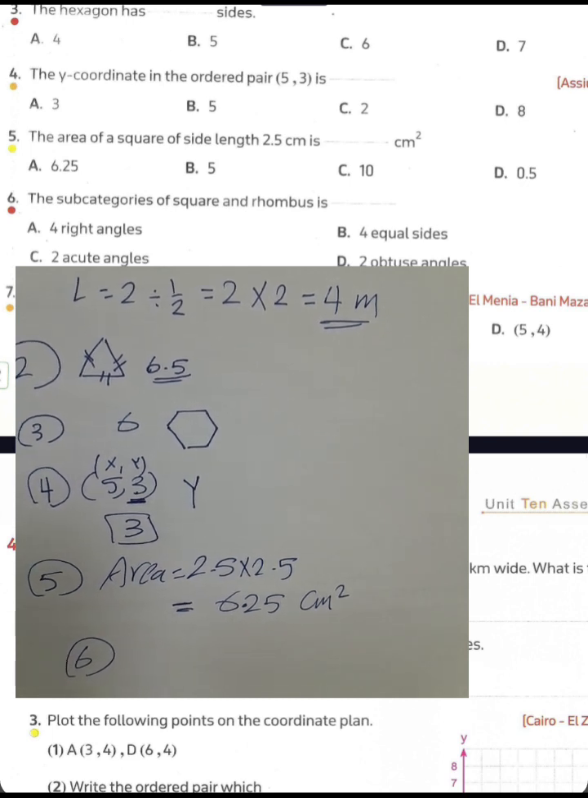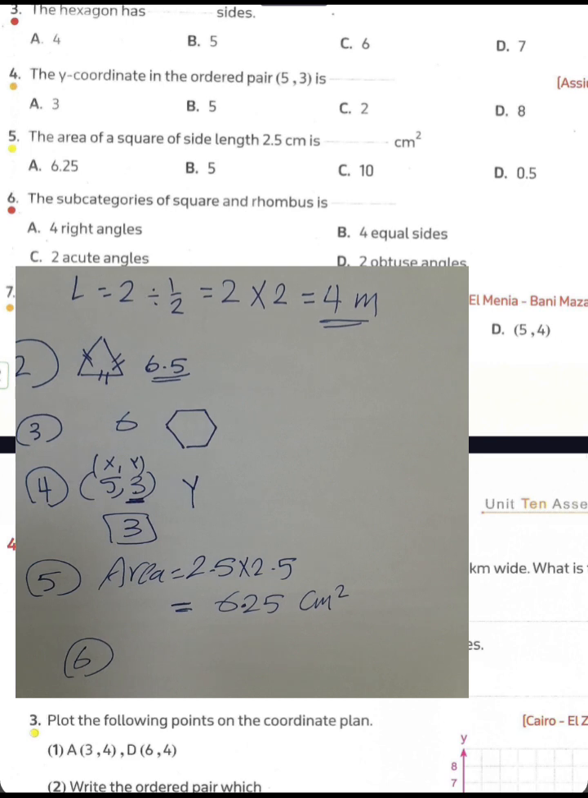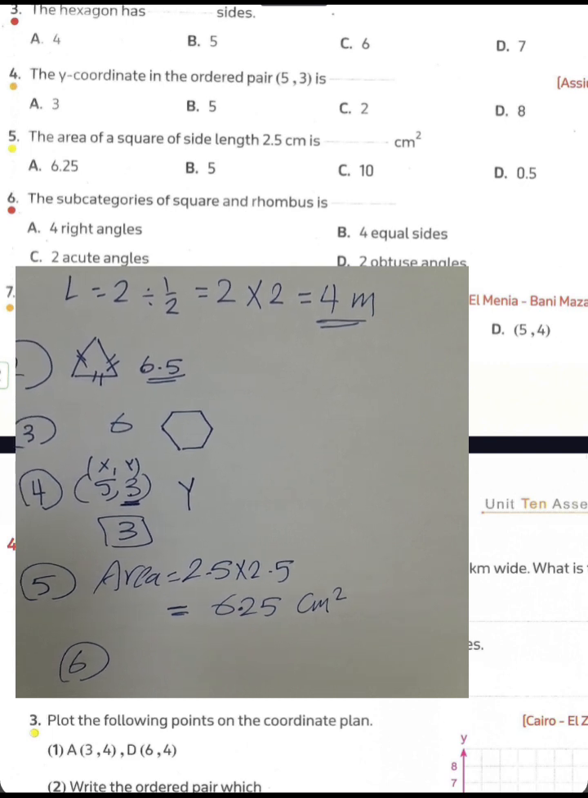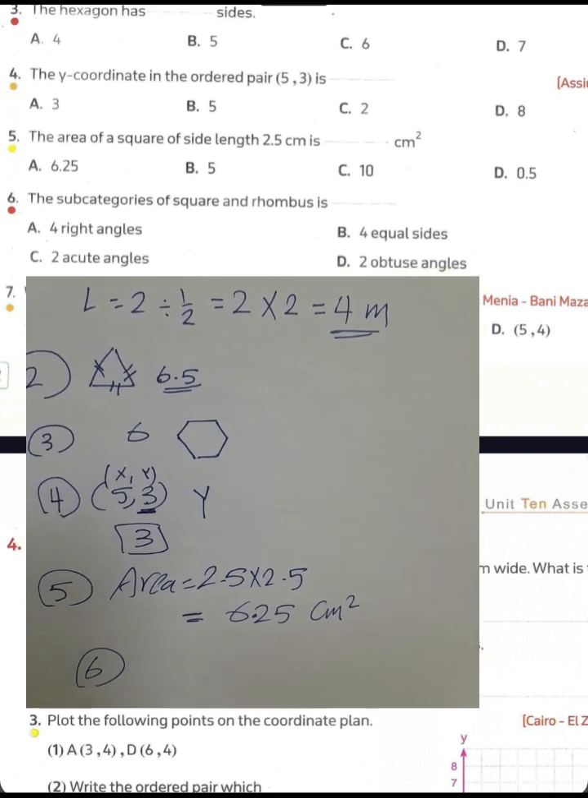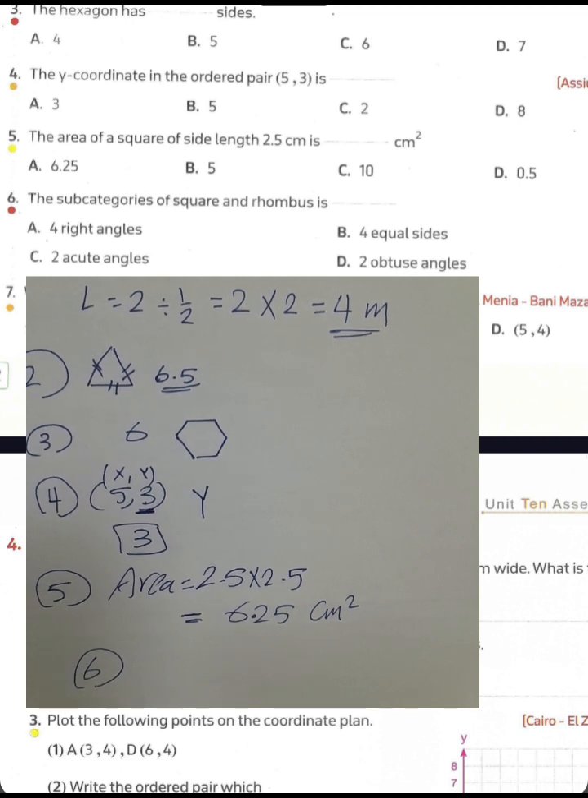Question number 6. The subcategories of square and rhombus. What is similar between square and rhombus? Who can tell me? We know all sides are equal in length in a square and a rhombus. We must choose a letter. He asked about square and rhombus, and for equal sides here, letter B.